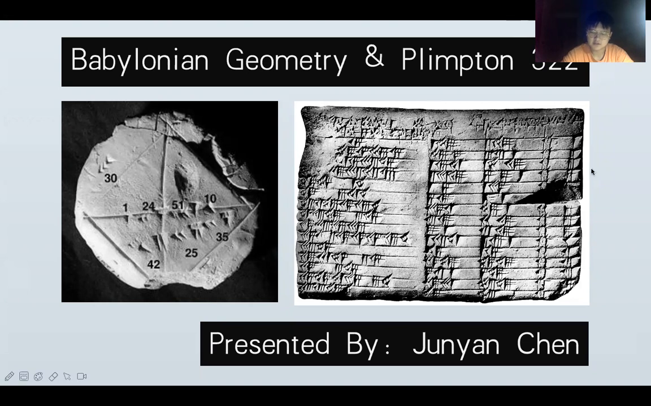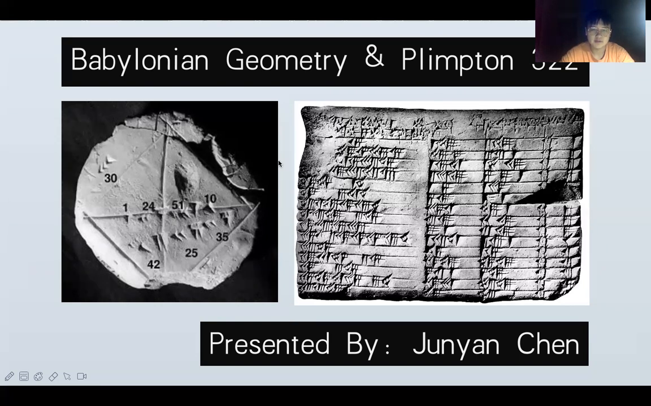At first, I was really confused about this topic because I barely knew Babylon before I did this research. I was also wondering, what is Plimpton 322 and how would it connect to Babylonian geometry? I have solved those confusions during my research, so now I'm going to share it with you. Thanks for your understanding and patience. Let's start.